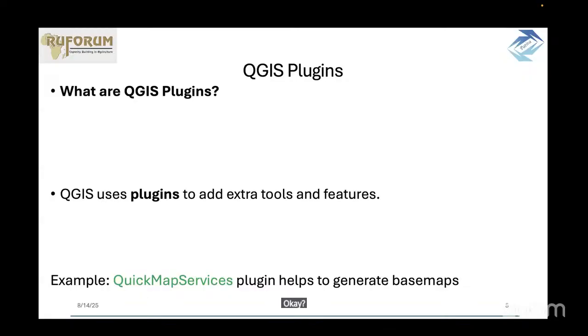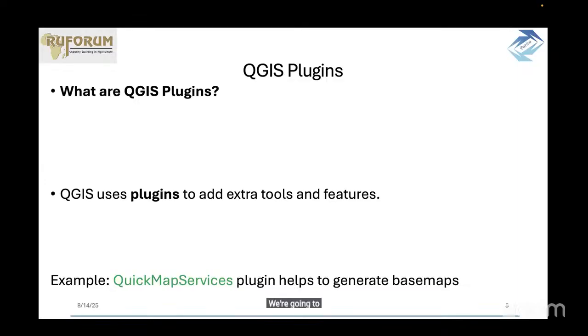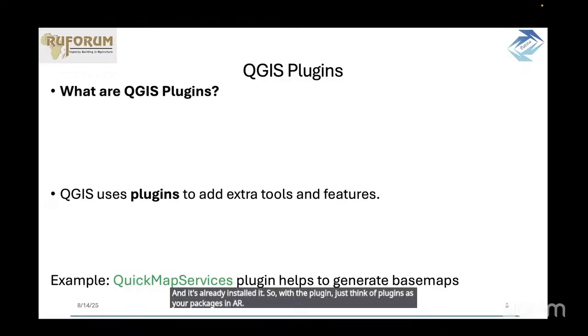An example of the plugins is Quick Map Services. This one is used to generate what? Base map. We're going to do that. We're going to install that because this one doesn't come with QGIS unless you already installed it. So just think of plugins as your packages in R. Okay.